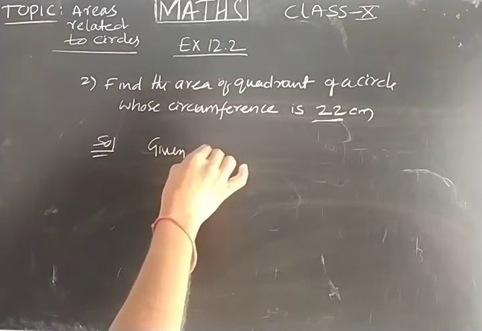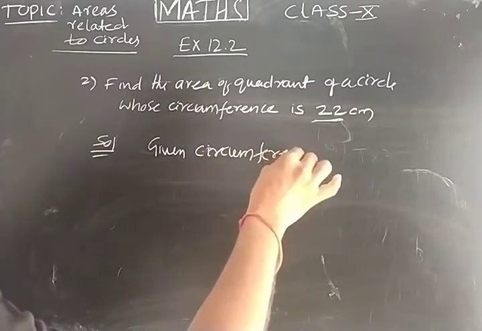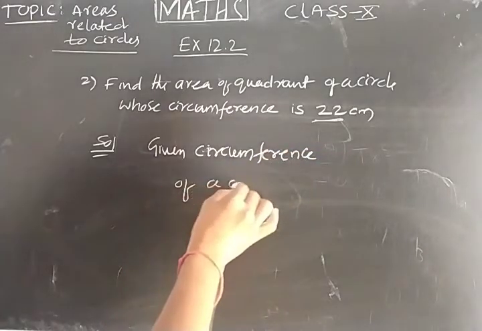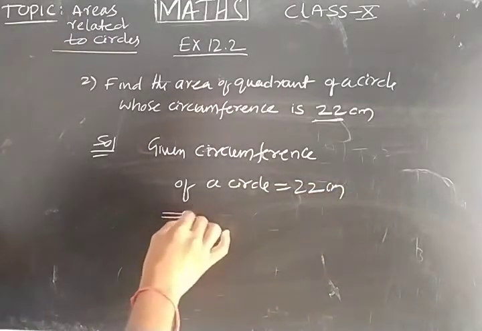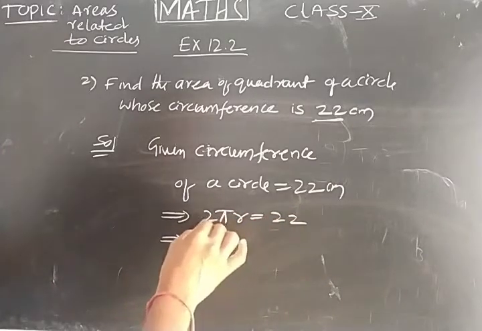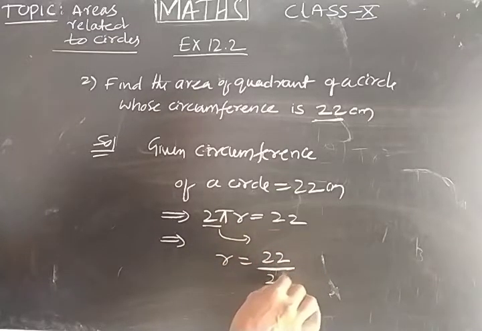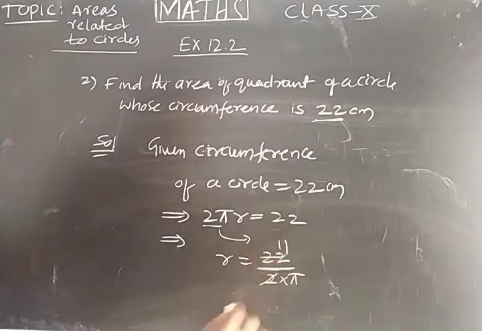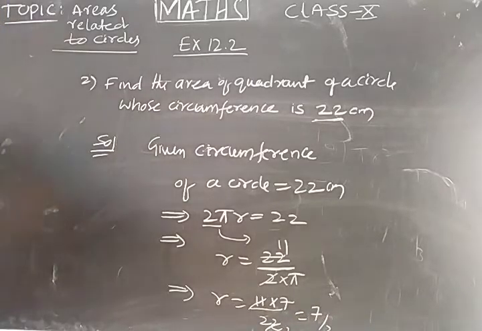Given: circumference of a circle is 22 centimeters. What is the formula for the circumference of a circle? 2 pi r. 2 pi r equal to 22. Now by sending 2 pi to the right-hand side, you will get r equal to 22 by 2 into pi. So r is 11 by pi, pi value 22 by 7. 11 to 1. So 7 by 2 is the radius.